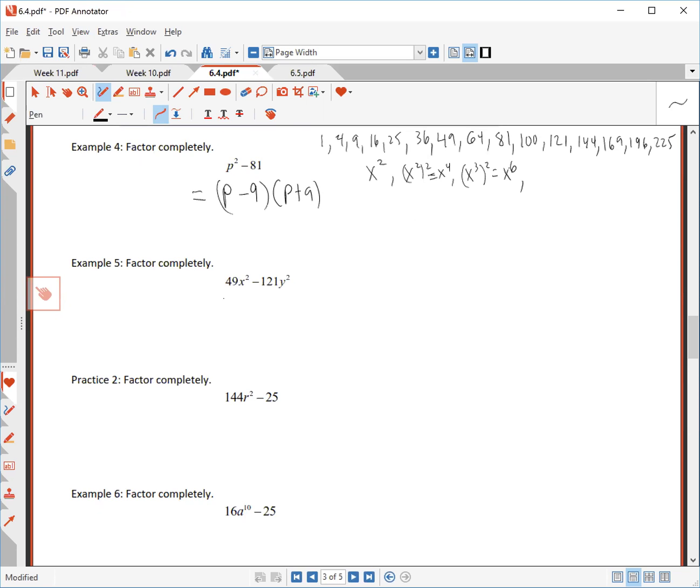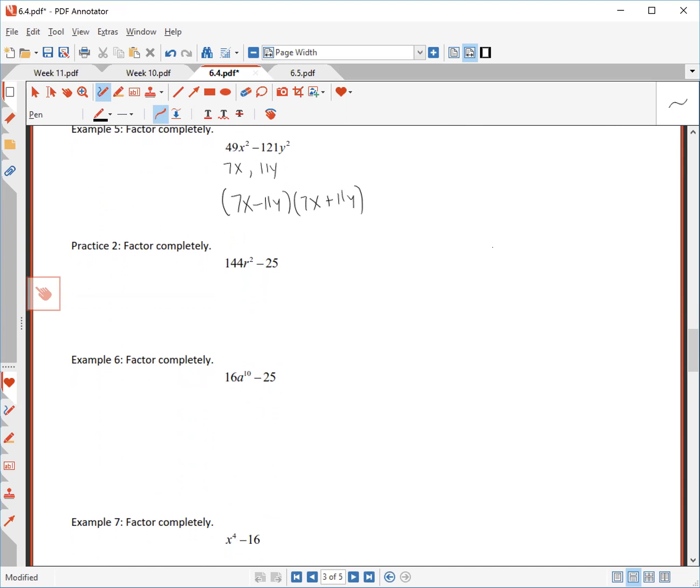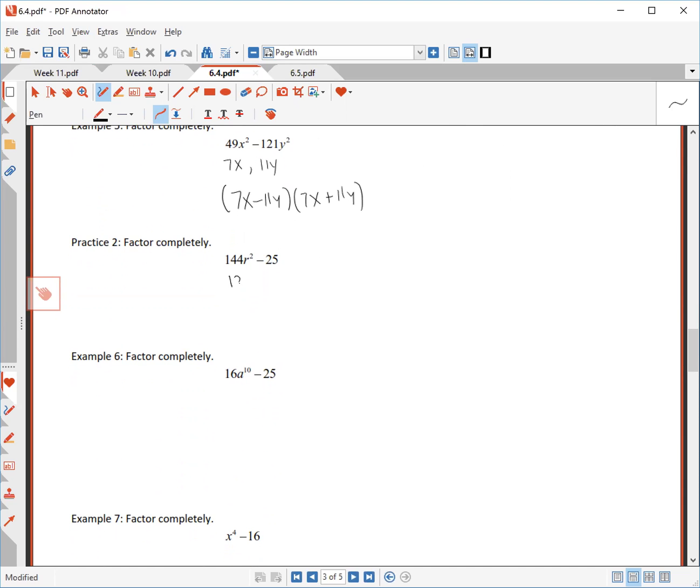49x squared. Pieces are 7x and 11y. Subtract them and add them. 144r squared, that comes from a 12r. 25 comes from a 5. Subtract them and add them. So you recover your 2 pieces first by taking the square roots, then you subtract them and you add them.